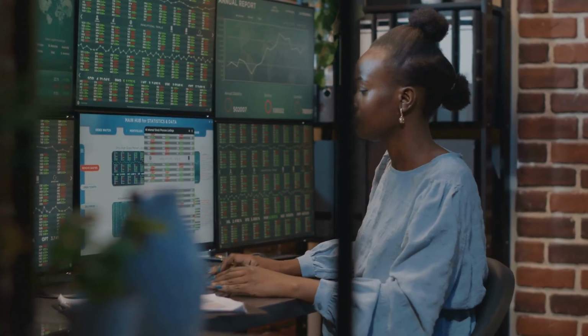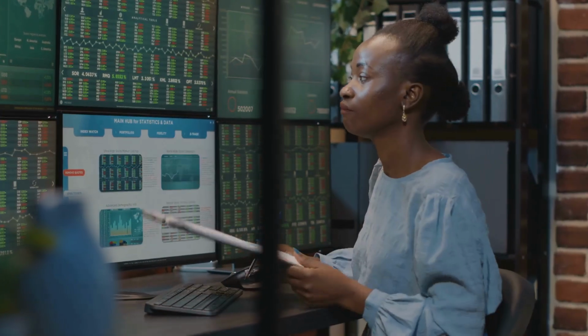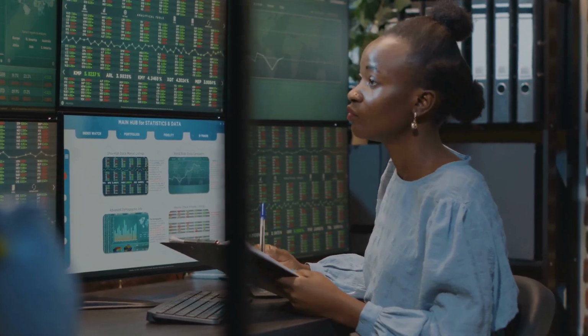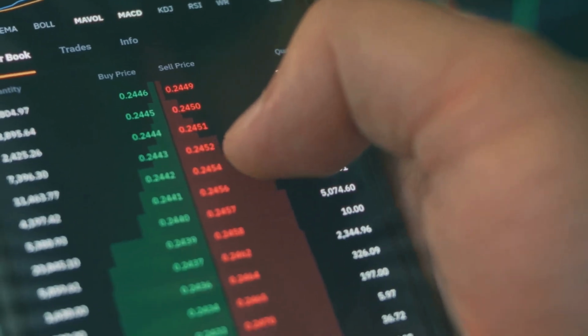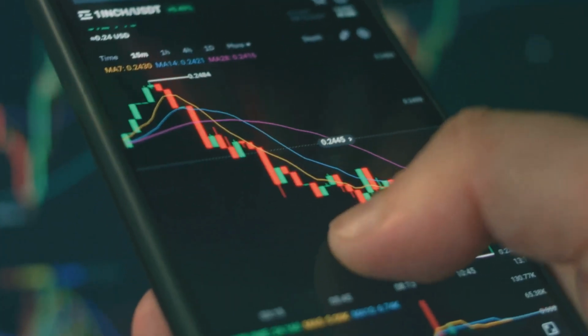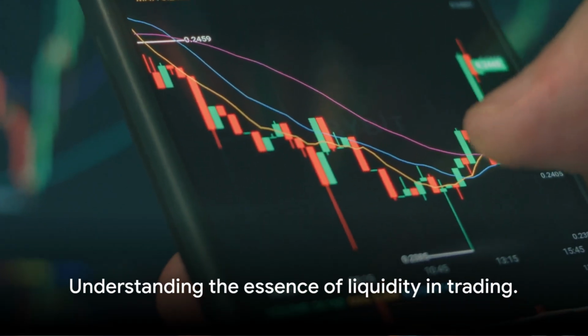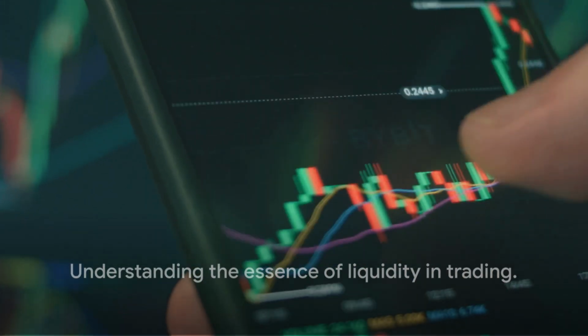Over the next several minutes, we'll unravel the intricacies of liquidity, shedding light on its importance in trading and the broader financial landscape. We'll examine what it means for an asset to be liquid, how liquidity impacts pricing and trading volume, and why understanding liquidity is vital for every trader. So buckle up and get ready to understand the essence of liquidity in trading.